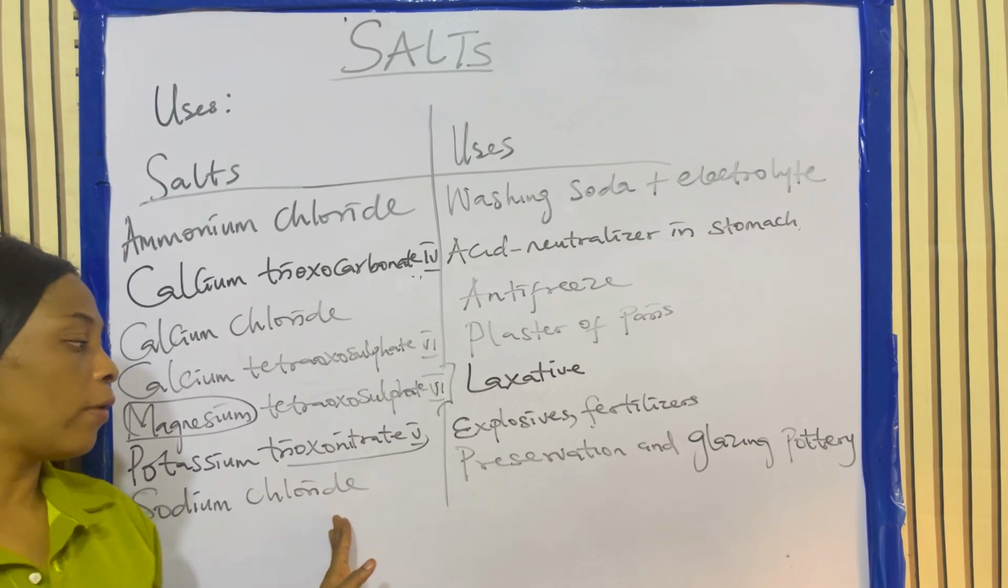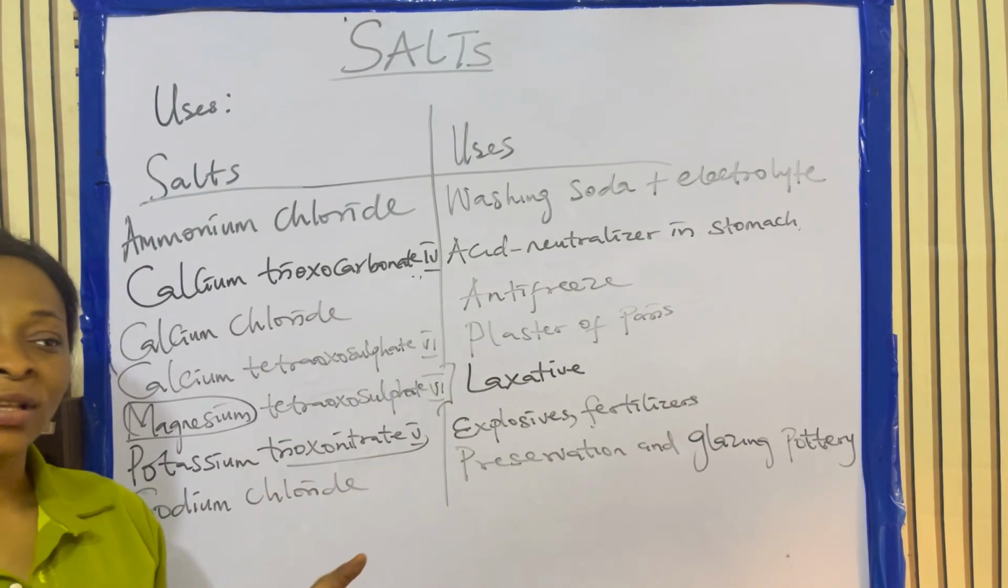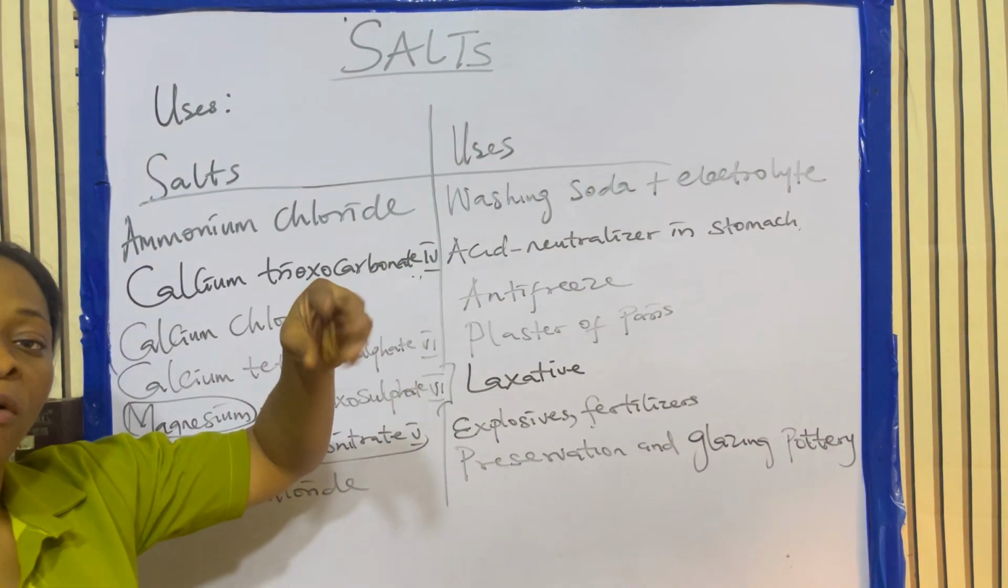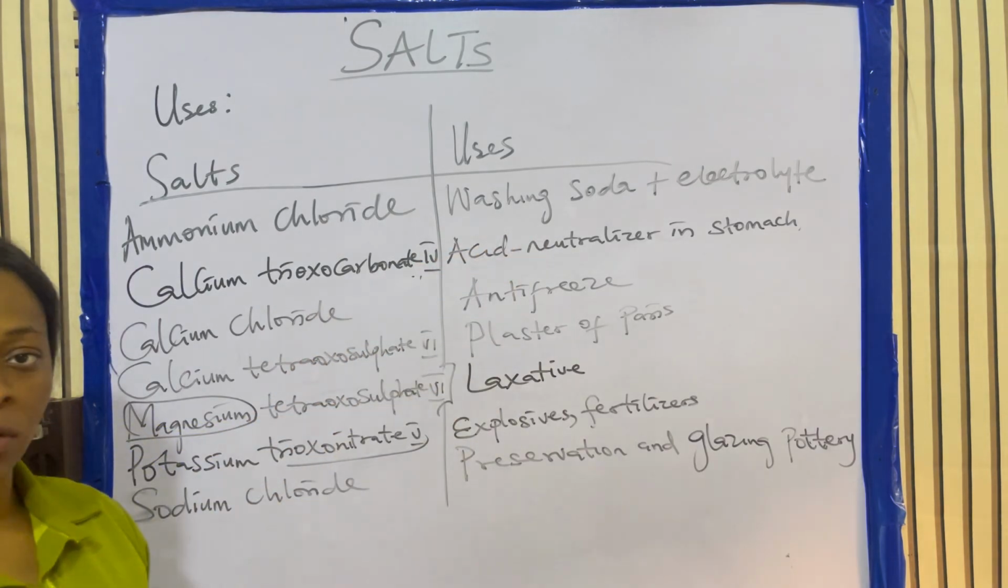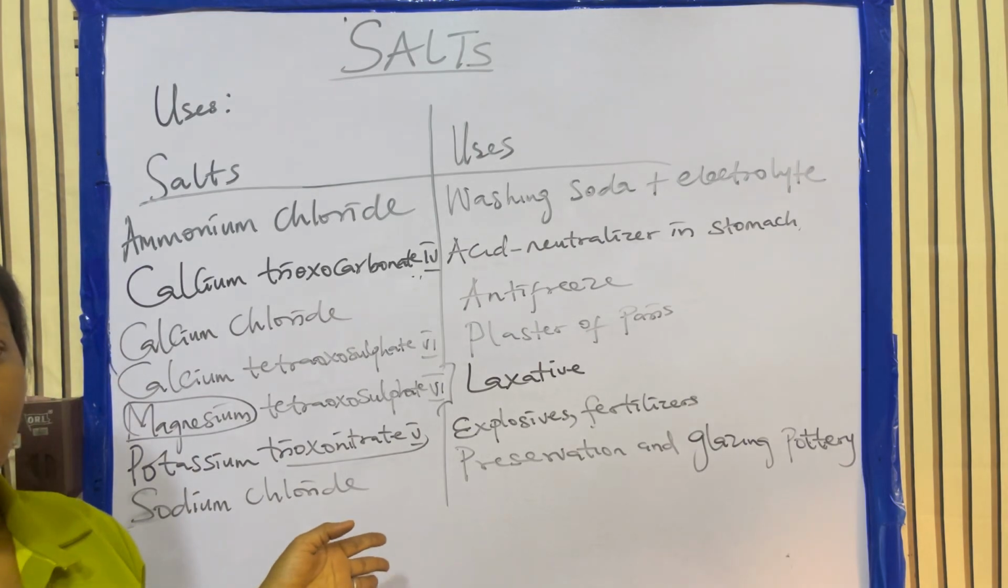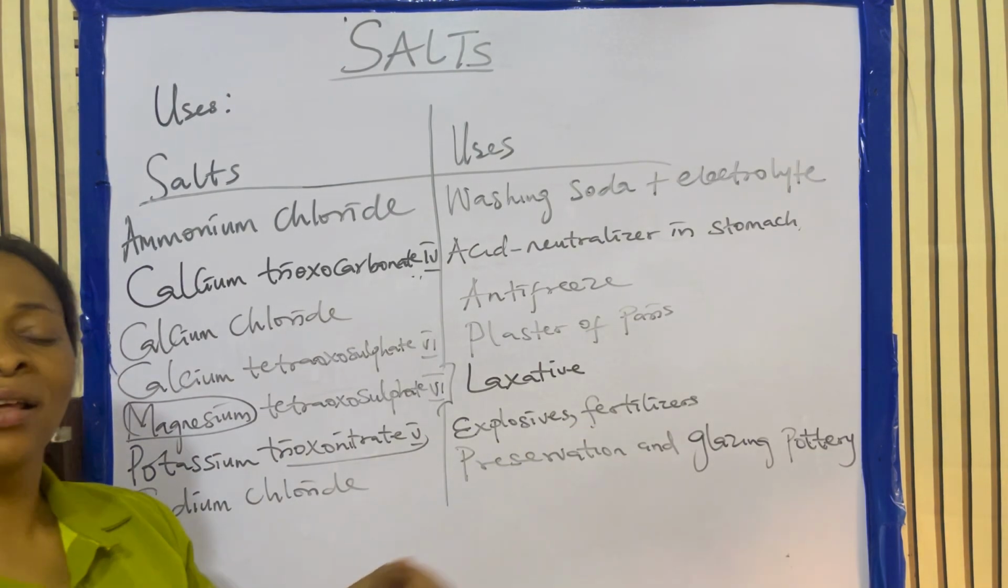Then sodium chloride is used in preservation. This one is very popular with us. When you don't want your meat to get spoiled easily, you spray or apply some salt on it. That table salt we use is what we refer to as sodium chloride. It's also used in glazing pottery.